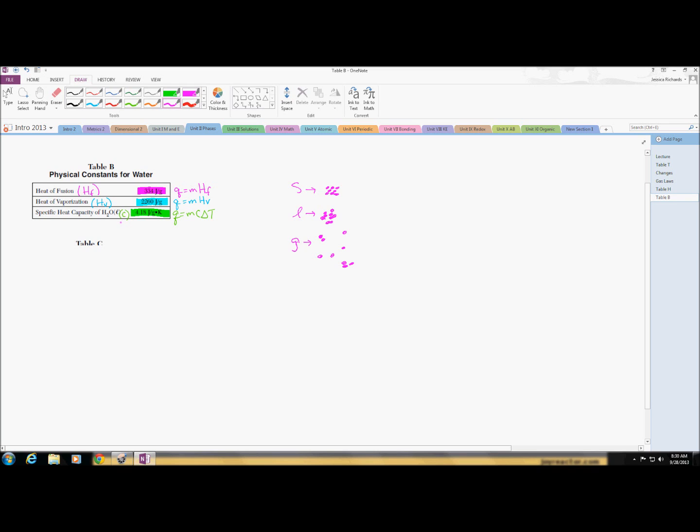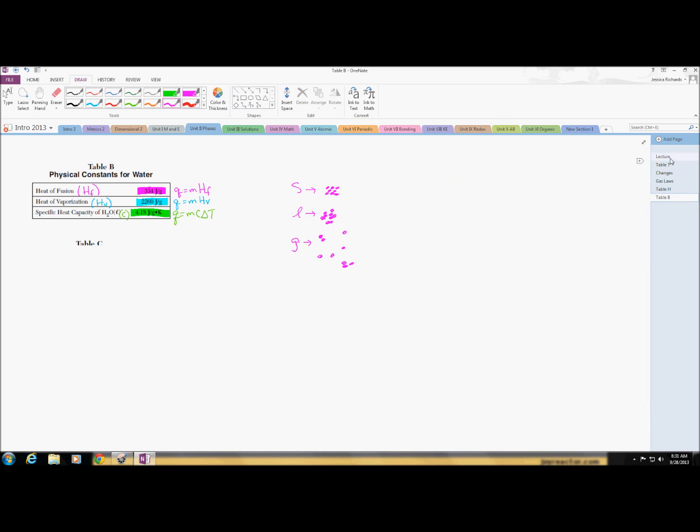Last on this chart is our C. So that was our specific heat, 4.18 joules per gram degree Kelvin. So 4.18 joules to change the temperature of 1 gram of the substance 1 degree Kelvin. Remember, heat of fusion, that's the melting freezing flat portion of your graph. Heat of vaporization is the boiling condensing flat portion of your graph. And the Q equals MC delta T with the specific heat are the slanted portions of your graph.